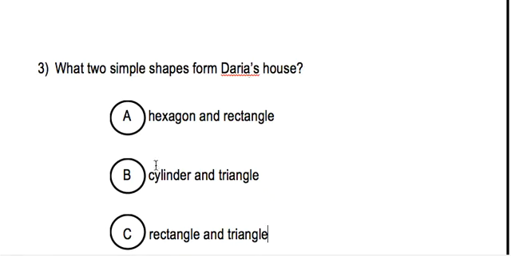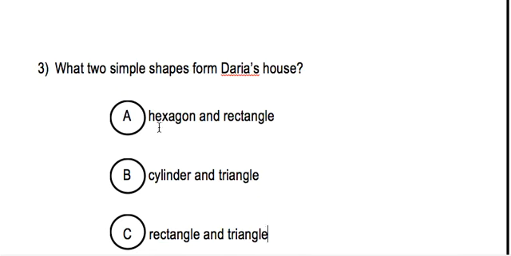Is Daria's house made of a cylinder and triangle, or is Daria's house made of rectangle and triangle? So you have 3 choices here, and remember, you only want to choose one.